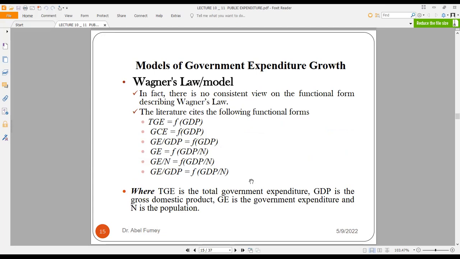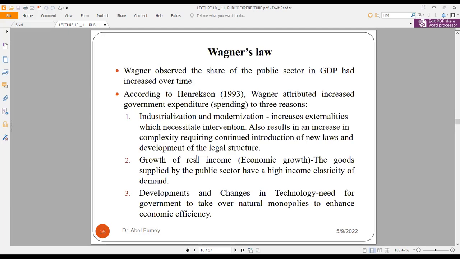So these are some of the functional forms for describing Wagner's law or Wagner's model. At times, there's no single way of expressing it. Some express total government expenditure as a function of GDP. Some express government expenditure per GDP as a function of per capita income, or GDP per the total number of people. Some express government expenditure as a function of GDP per head. All these are some of the functional forms that Wagner's law takes. We don't have a particular consistent model that is used in the literature.